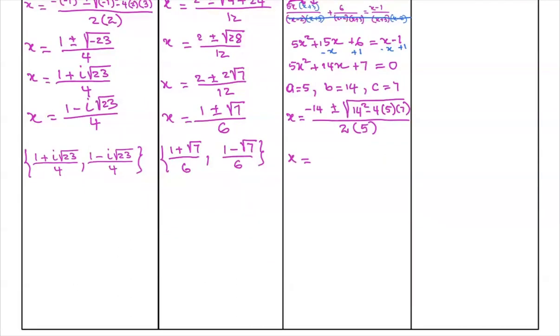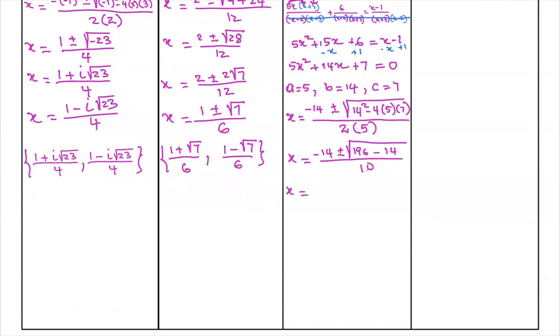X equals negative 14 plus minus the square root of 14 squared. 14 squared is 196. So that's plus minus the square root of 196 minus 4 times 5, which is 20, times 7, that is 140, over 10. 2 times 5 is 10.